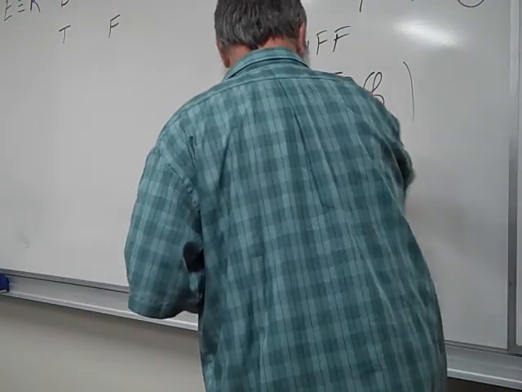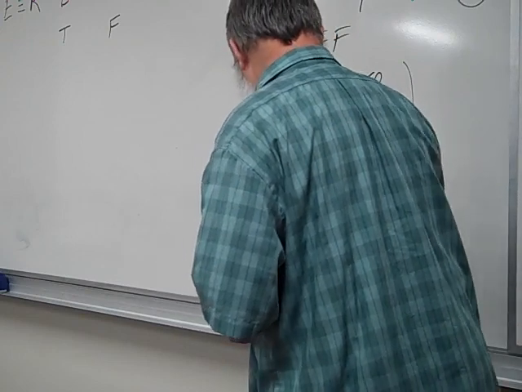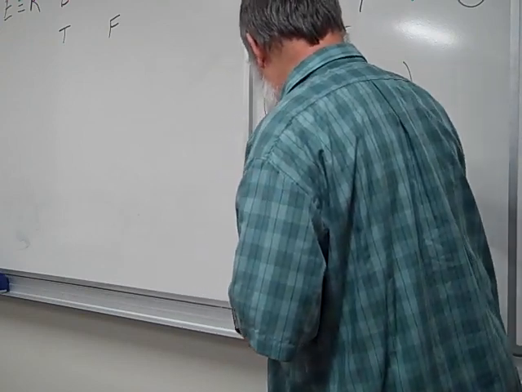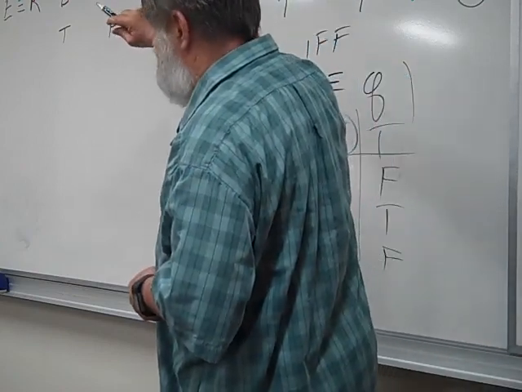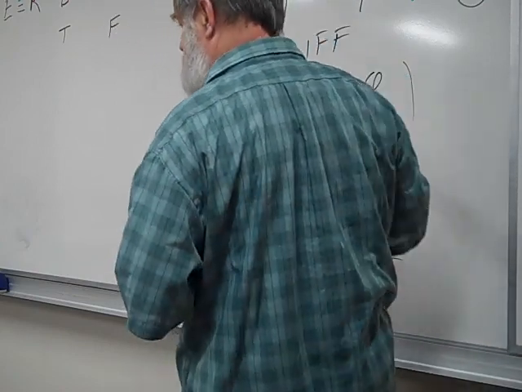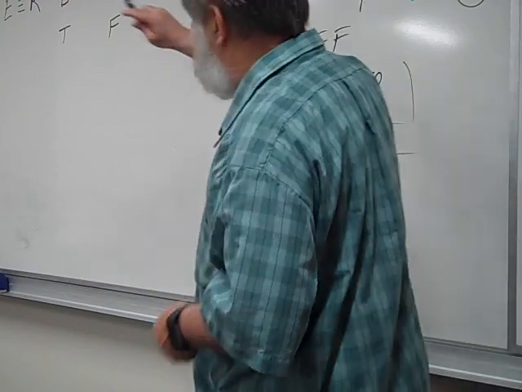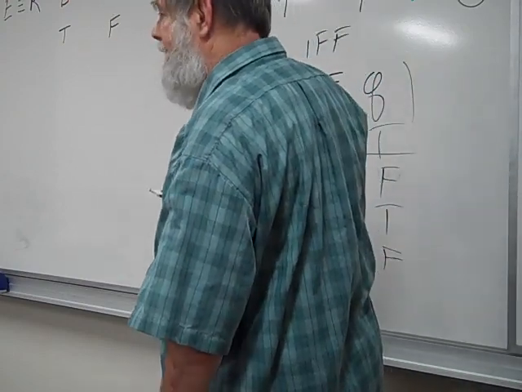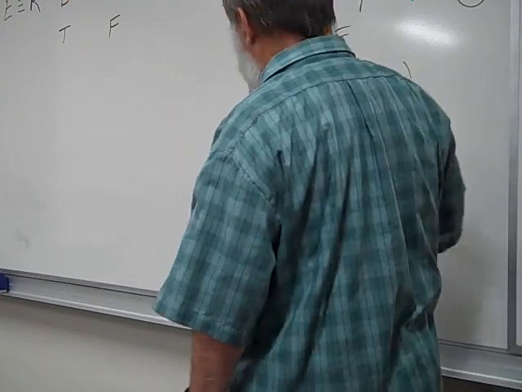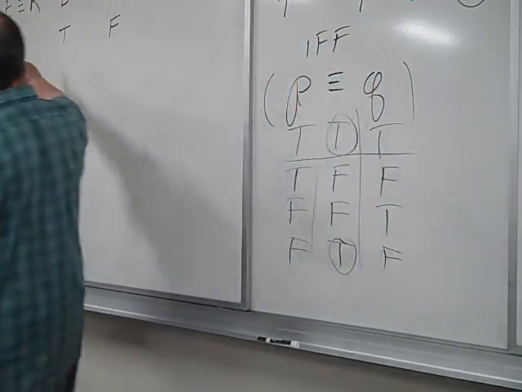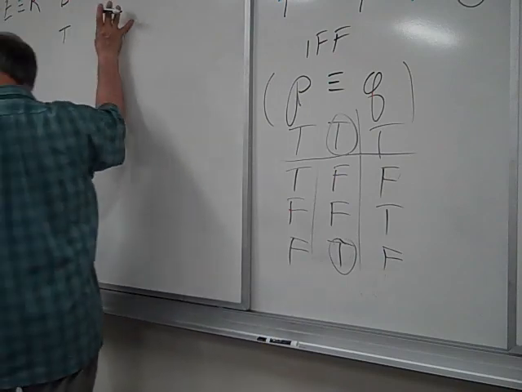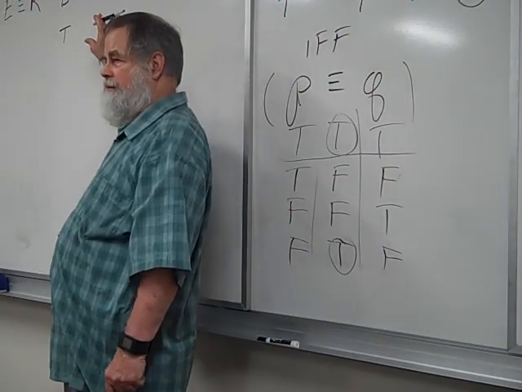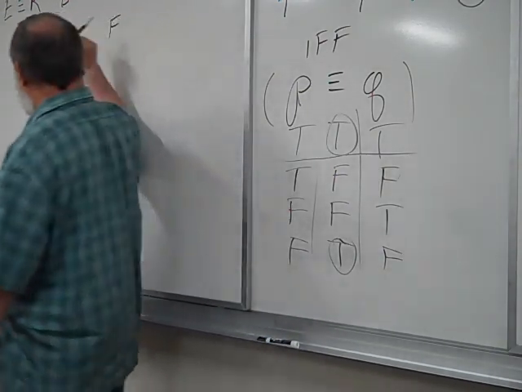What we need is true. And so the only case where the whole statement E, if and only if R, is true, would be where both the E and the R have the same truth value. So I can make this true and have E true, but then R has to be true, but I want it to be false. So this is a valid argument.